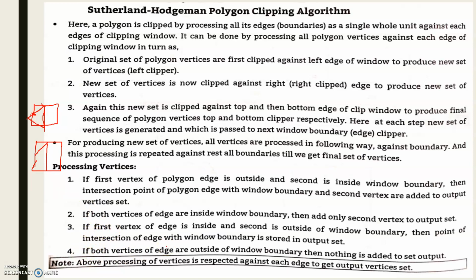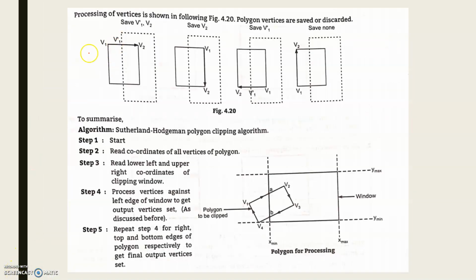If both vertices of the edge are outside the window boundary, then nothing is added to the output set. If the polygon is like this, then while considering this edge, this line, both vertices are outside the clipping window, so that line will be discarded. The processing of vertices is shown in this figure. You can see that polygon vertices are saved or discarded. You have to find out.